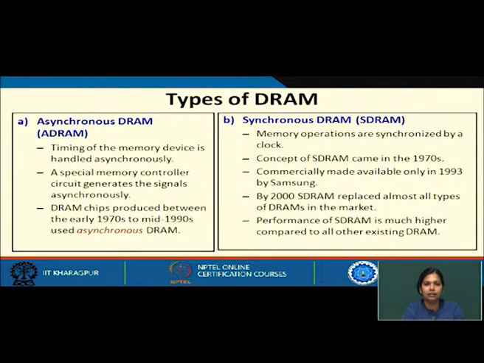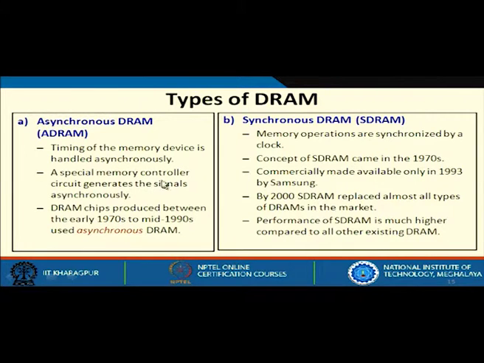Now, there are various kinds of dynamic RAM. One is asynchronous DRAM, another is synchronous DRAM. As the name suggests, in asynchronous DRAM, the timing of the memory device is handled asynchronously. What do you mean by that? Here, there is no fixed timing for when, after you give a request for read, the data will be available. The processor has to take care of when the data is available.